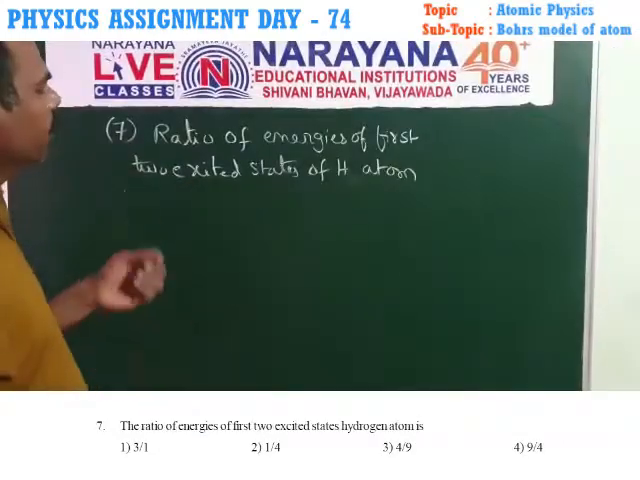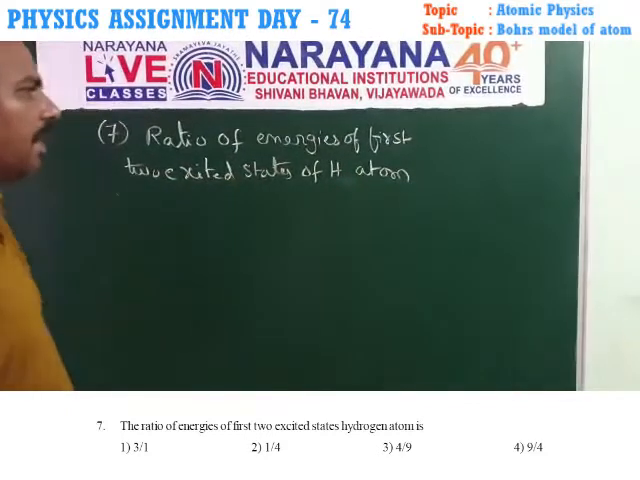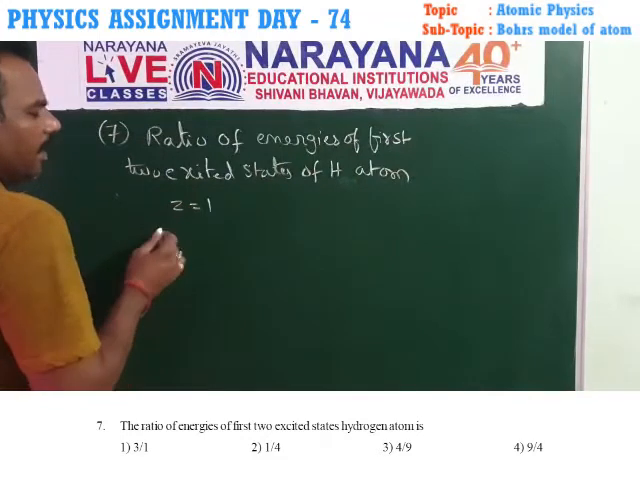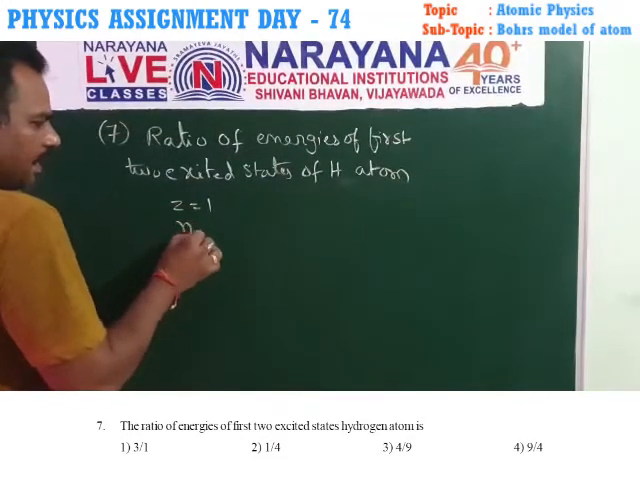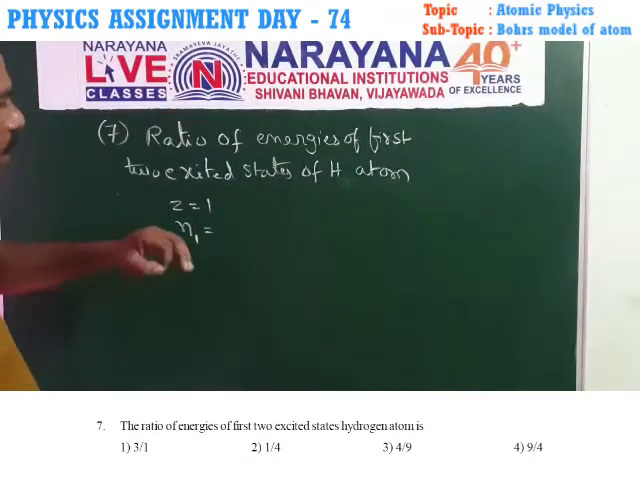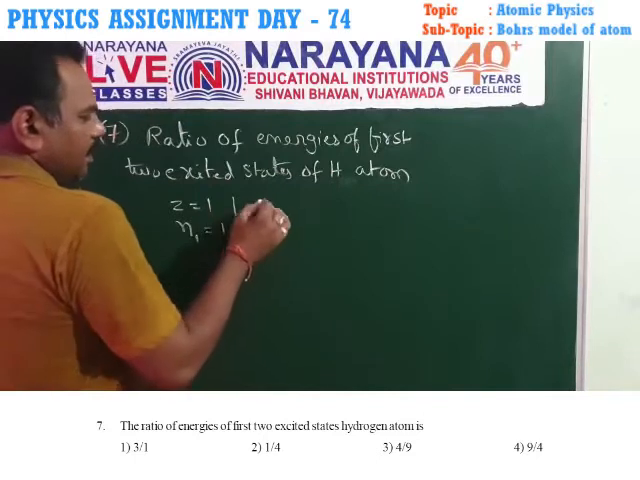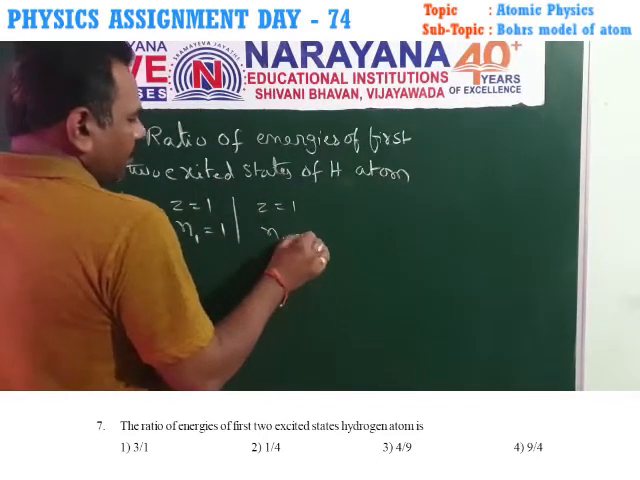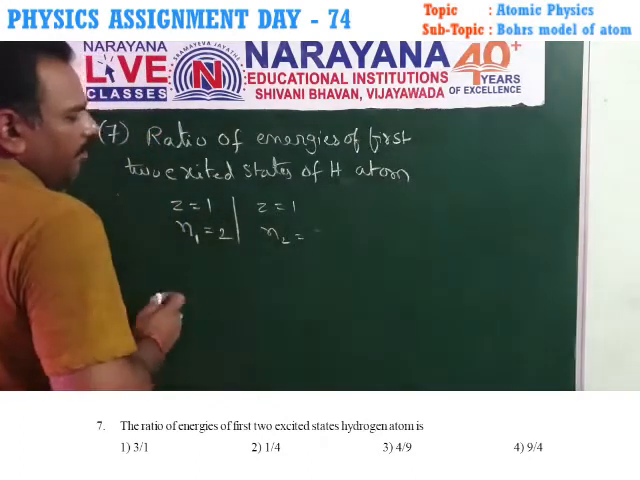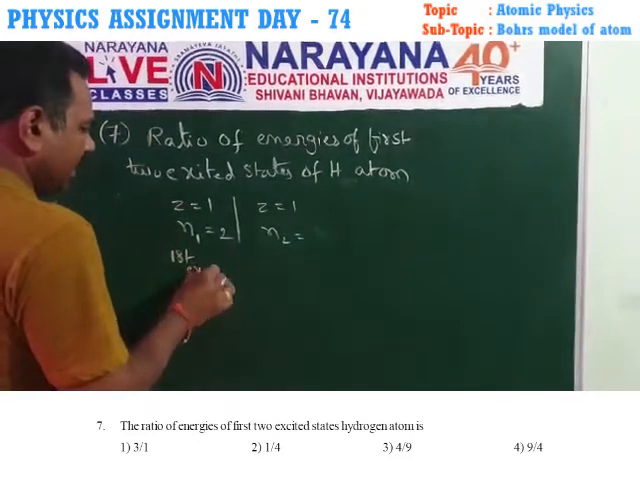In the seventh sum, the ratio of energies of the first two excited states of the hydrogen atom. Here for the hydrogen atom, Z is equal to 1. For the first excited state, the electron jumps from the ground state, so n1 is equal to 2. For the second excited state, Z is equal to 1 and n2 is equal to 3. The first excited state is n equal to 2 only.